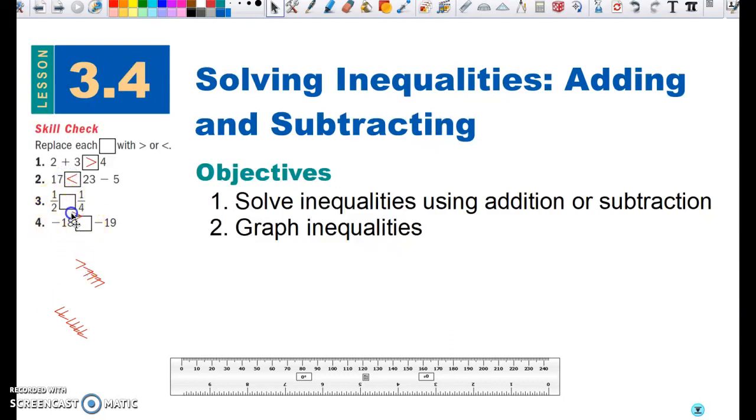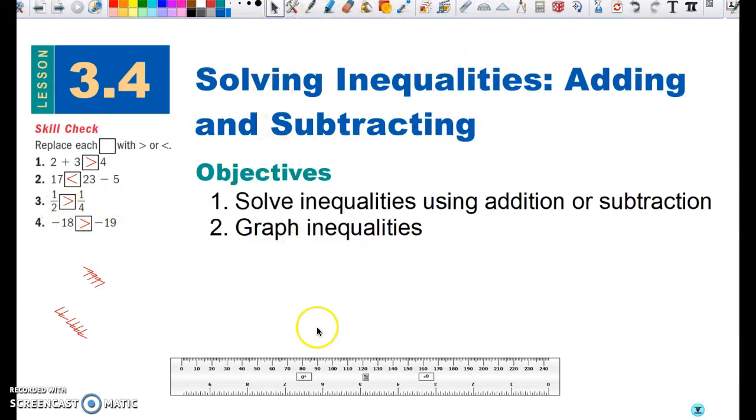1/2 and 1/4. This one might be counterintuitive, but actually 1/2 is bigger than 1/4. That's because 1/2 is 50% and 1/4 is 25%. You can draw a picture and see that. And also, a little bit not intuitive, is that negative 18 is bigger than negative 19 because negative numbers, the closer they are to 0, the bigger they are.